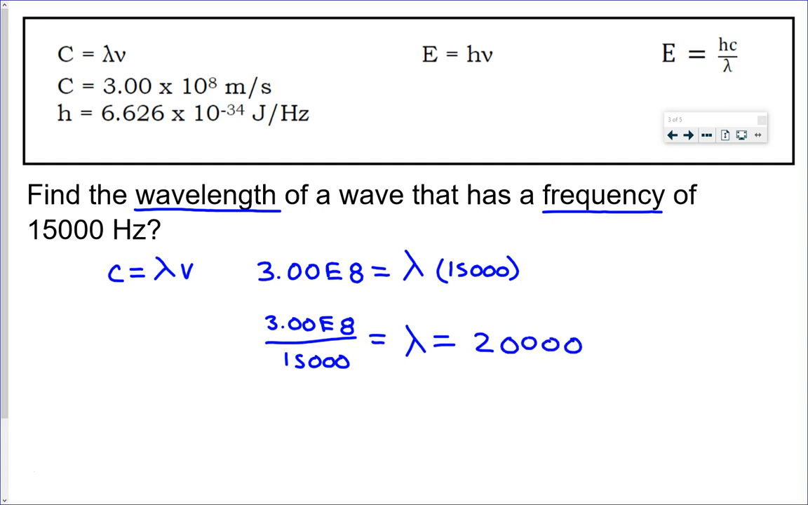Now again, we need to consider significant figures. 3.00 times 10 to the 8th has 3 sig figs. The frequency, 15,000, has 2 sig figs. We're going to go with the lesser number there, so our answer should have 2 sig figs. This is a little bit tricky because we have to write this number, which has a bunch of trailing zeros, with precisely 2 sig figs.